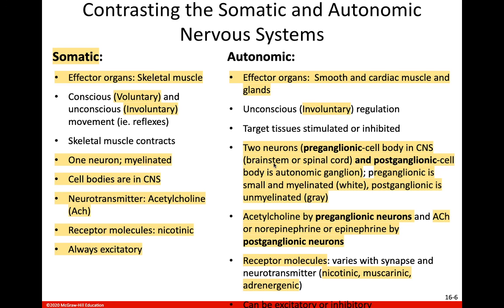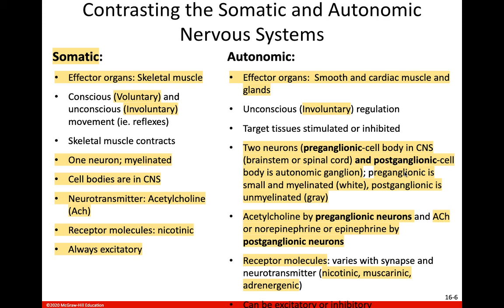With our autonomic nervous system, we see there are two neurons. There are always going to be two neurons involved. The first one is called the preganglionic, and then the second one is called the postganglionic. Basically, what we're going to see is that there are going to be these ganglia, as I mentioned earlier. With our somatic motor neurons, the cell bodies are in the central nervous system, but with your autonomic, not all of the cell bodies are in the central nervous system. Some of the cell bodies of those postganglionic neurons are in ganglia.